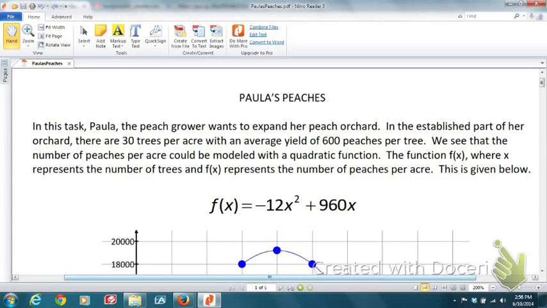Okay, this is a recording to help you all understand Paula's peaches and what they're asking you in the task. In this task it says Paula, the peach grower, wants to expand her peach orchard. In the established part of her orchard there are 30 trees per acre with an average yield of 600 peaches per tree.